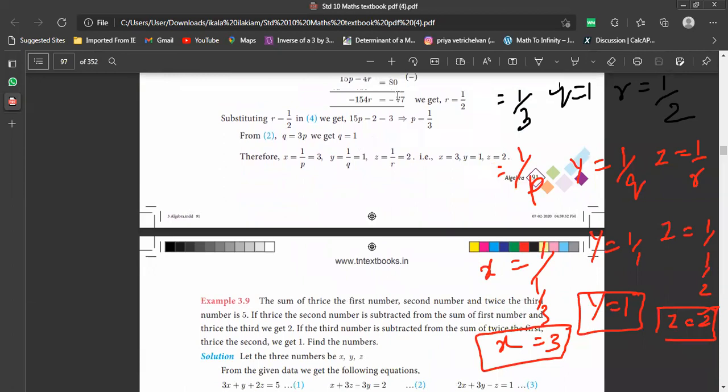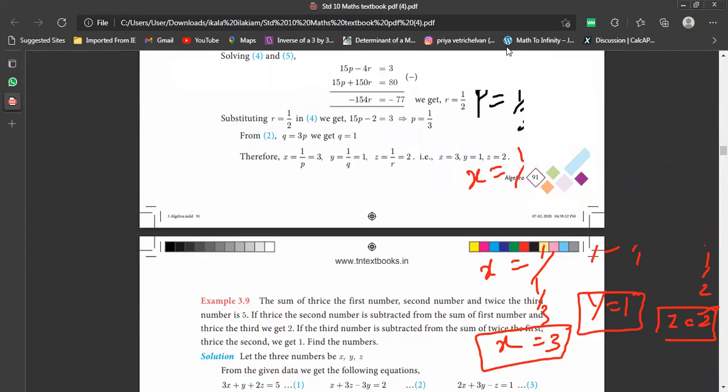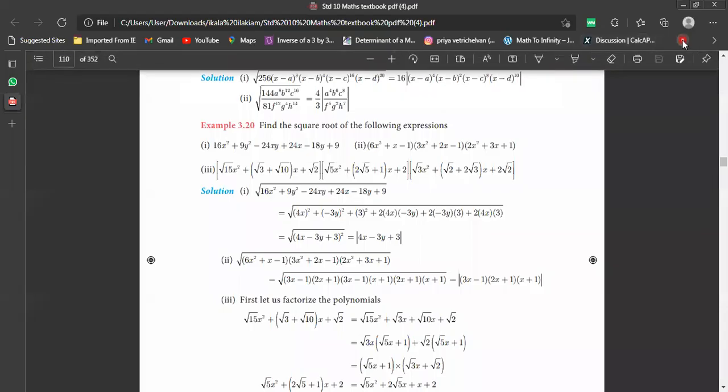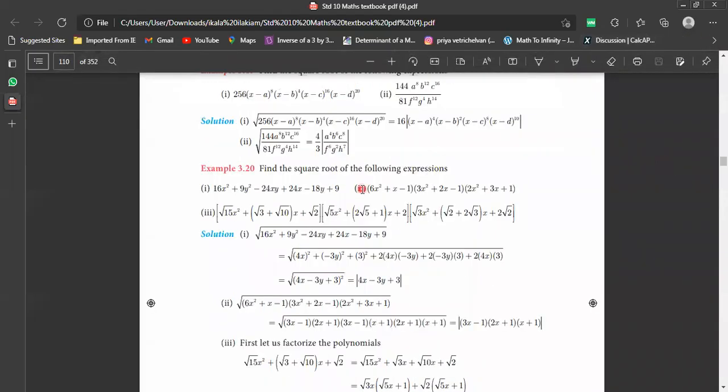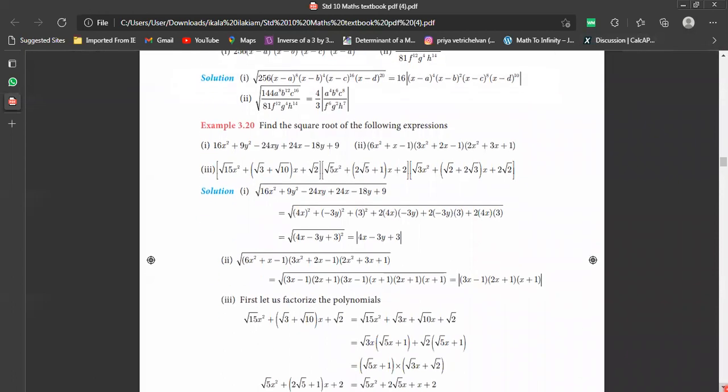It's a lengthy question. It's an easy question only, but it looks difficult with the square roots and all that. It's easy only.